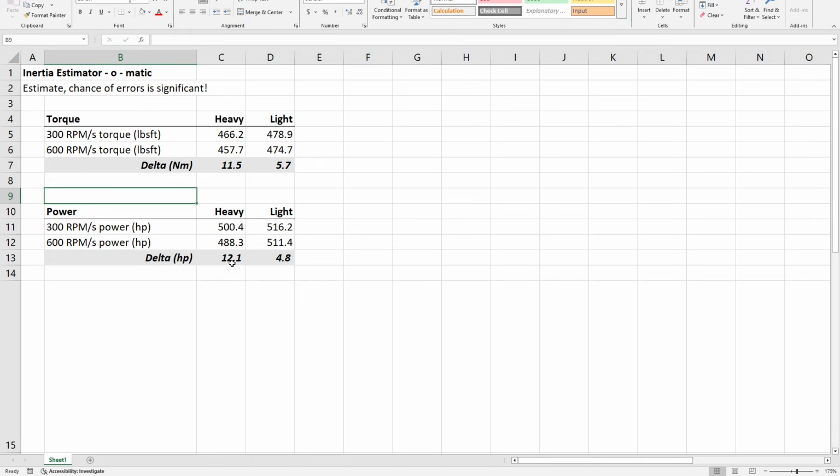So we lose 12 horsepower with the heavy parts, and we only lose 5 horsepower with the lightweight parts if we accelerate the engine faster. All right, we have to convert this to a torque now because this horsepower stuff is a bit confusing.